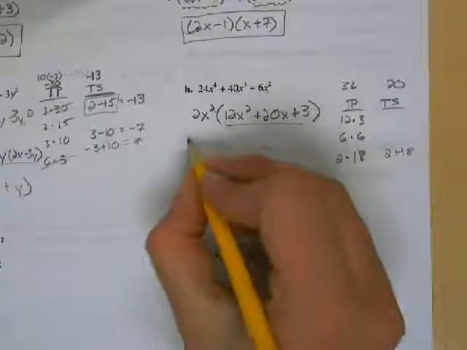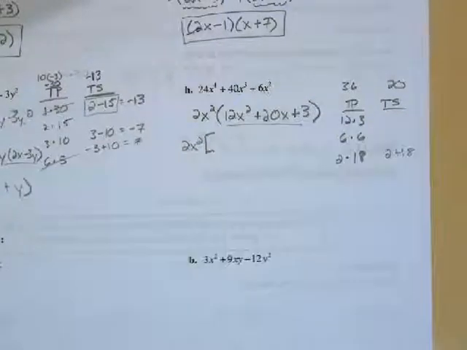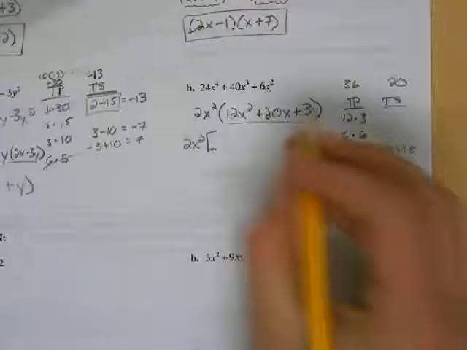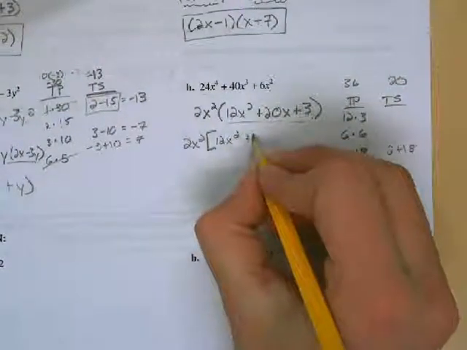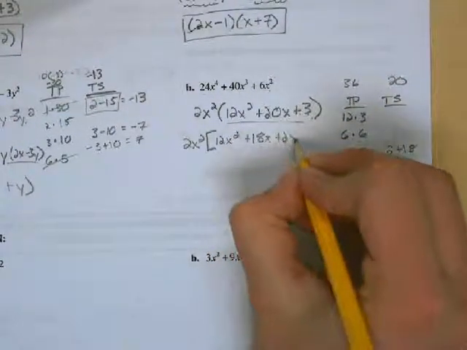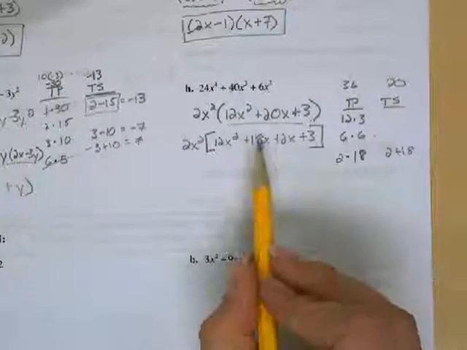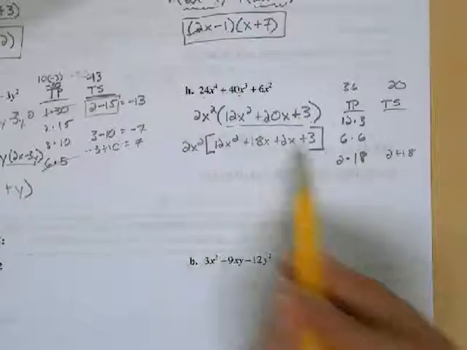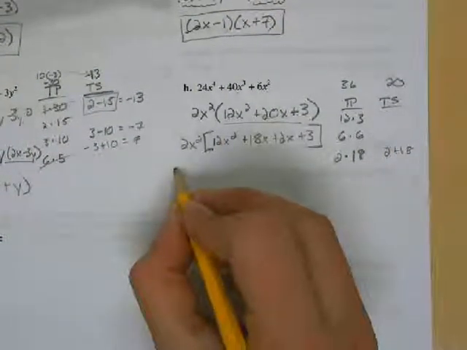Okay, the 2x squared, it's going to stay out front. I'm going to use my brackets just so I don't accidentally multiply it in. I've got 12x squared plus 18x plus 2x plus 3. Okay, that was my split the middle, the 18 and 2. Again, I could have done 2 and 18. It doesn't actually matter which way I choose to put them in. 2x squared stays out front.